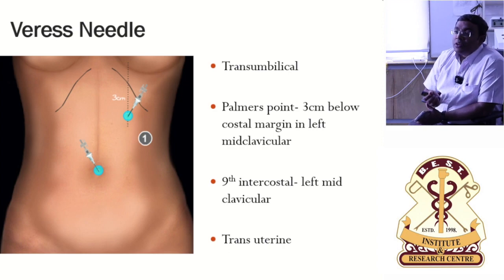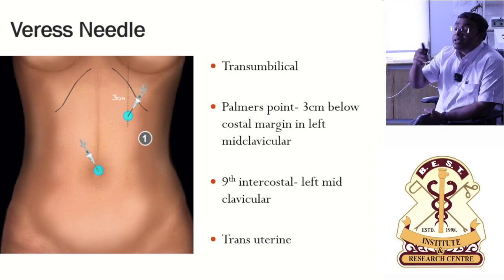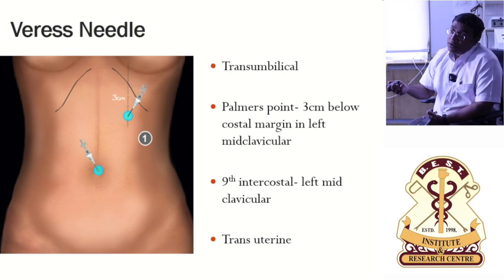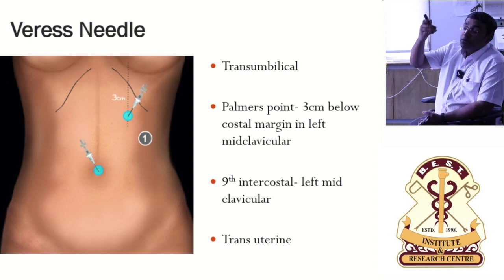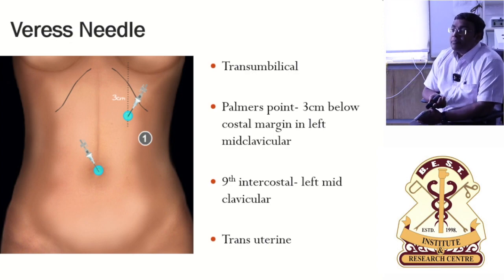Okay, but what is the drawback of the umbilicus? Yesterday only I have told you. Its position is not a fixed one. In some people, the distance between the symphysis pubis and umbilicus is short. In some, it will be long. Again, compared to umbilicus to xiphisternum, that may also vary based on the shape of the abdomen.